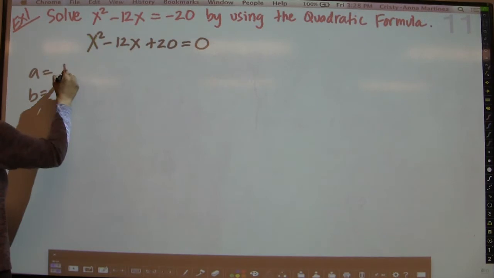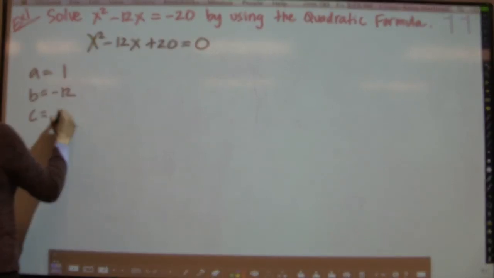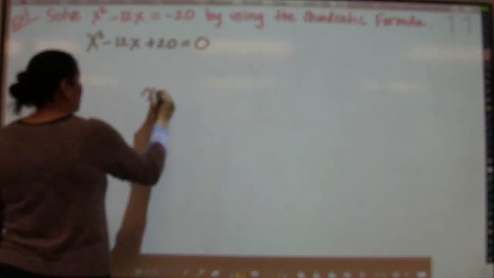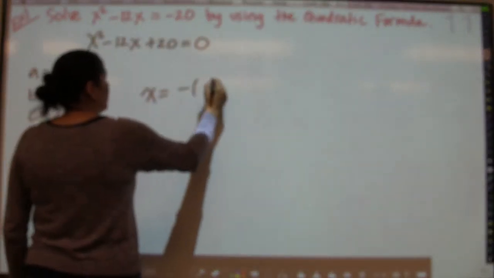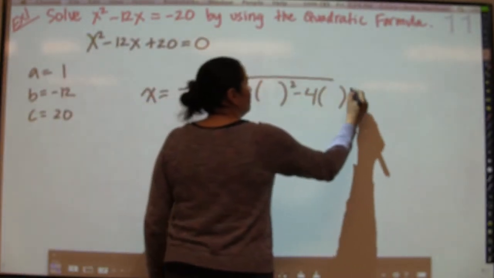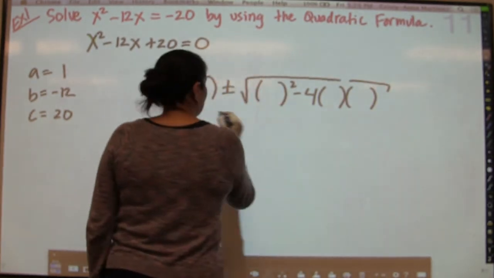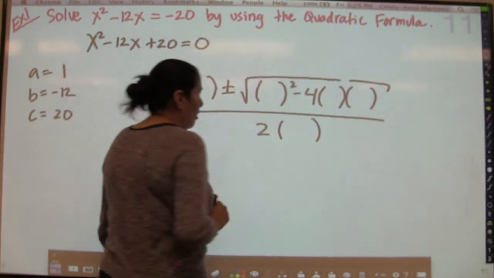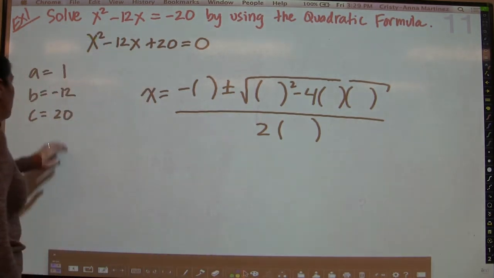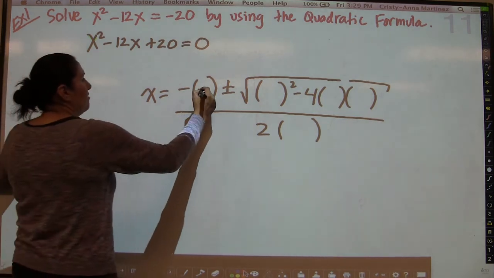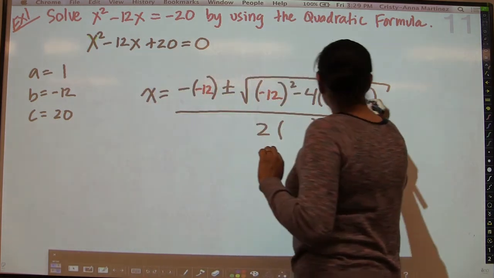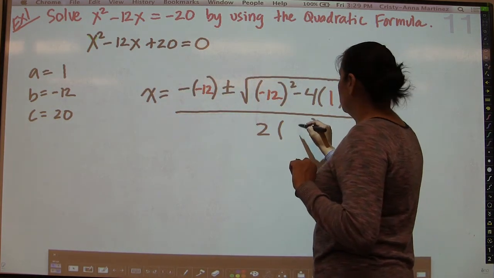In this case, a is 1, b is negative 12, and c is 20. Then you want to take the song I just showed you and plug it all in. x equals negative b plus or minus radical b squared minus 4ac, all divided by 2a. Now we're actually going to plug in the values of a, b, and c. So here they are. x equals negative b plus or minus radical b squared minus 4ac, all divided by 2a.